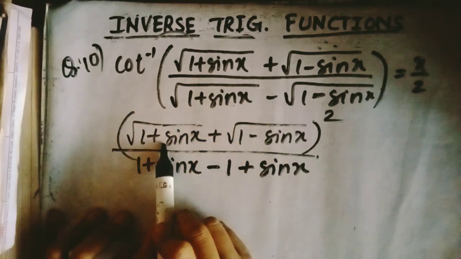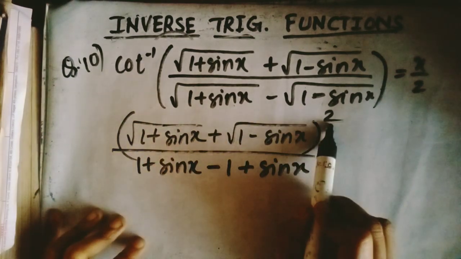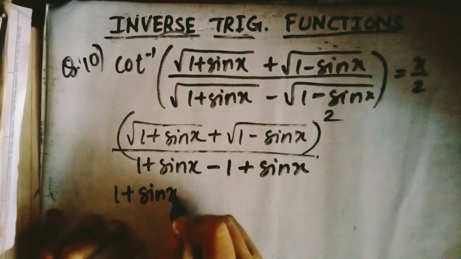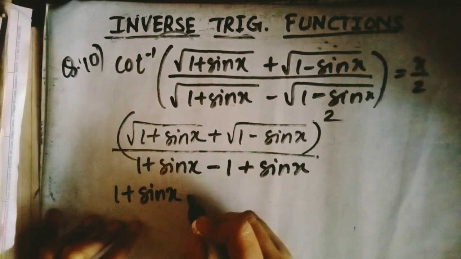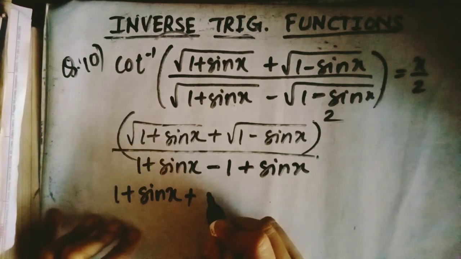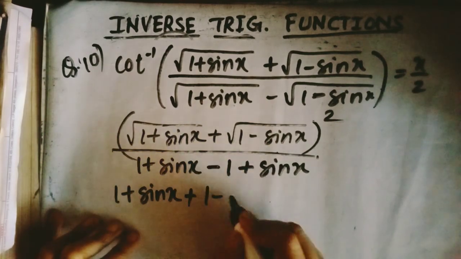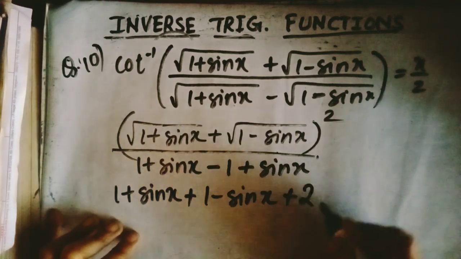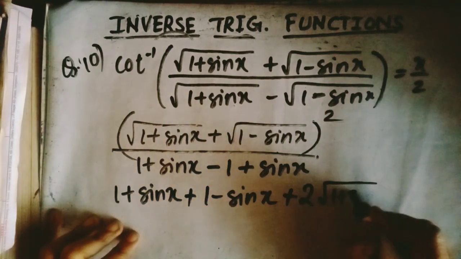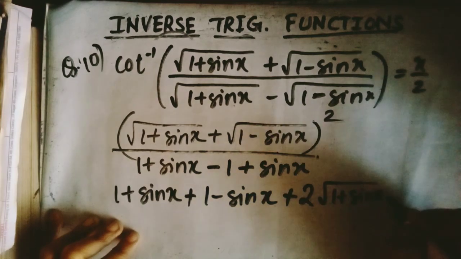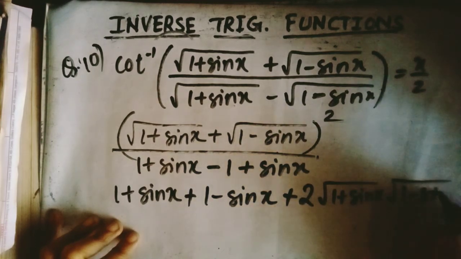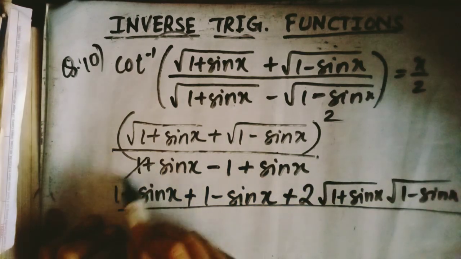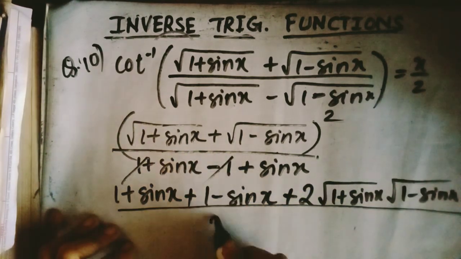Here you have to use the a plus b whole square formula. So a square, 1 plus sin x, plus b square, 1 minus sin x, plus 2 times root of 1 plus sin x into root of 1 minus sin x, upon this, 1 and 1 get cancelled, 2 sin x.